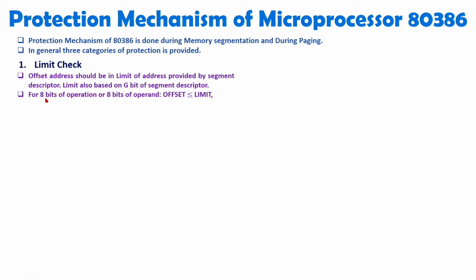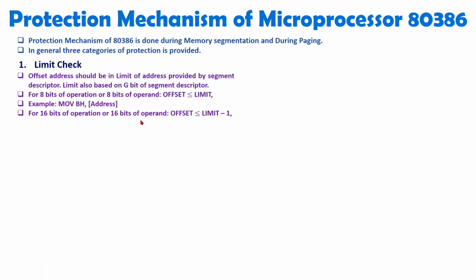If you operate with 8 bits, that is, if the operand size is 8 bits, you can directly say the offset should be lower than or equal to the limit. For example, if you execute MOV BH, data pointed to by an address, here we are operating with 8 bits of data as per BH, so the offset should be less than or equal to the limit. But my dear students, 80386 supports 16-bit operation as well as 32-bit operation. In the case of 16-bit operation, the offset should be lower than or equal to limit minus 1.